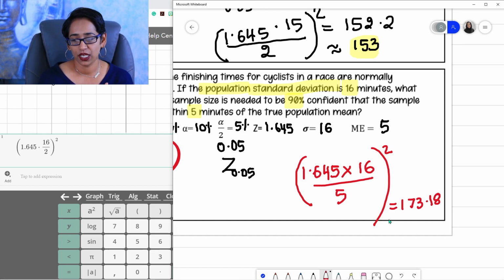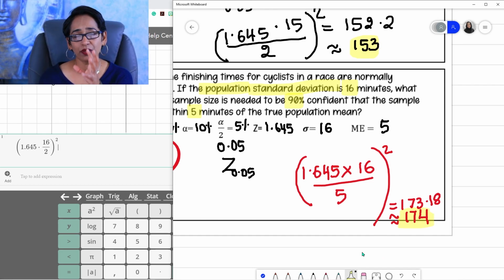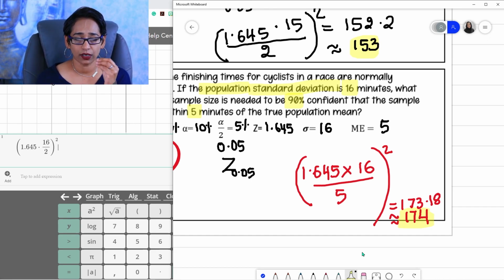You always round up because you cannot survey 173.1 cyclists. So you will round up to approximately 174 cyclists. So the minimum sample size that you have to take here in order to be 90% confident and be within 5 minutes of the average time is 174.